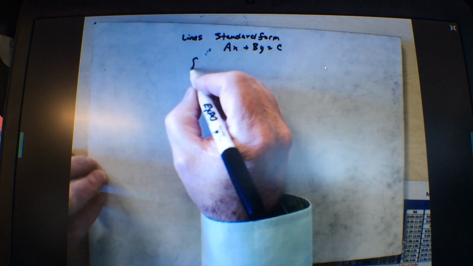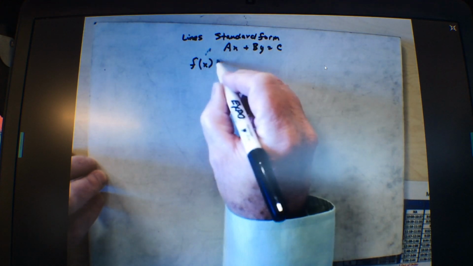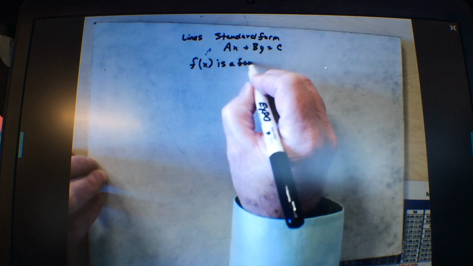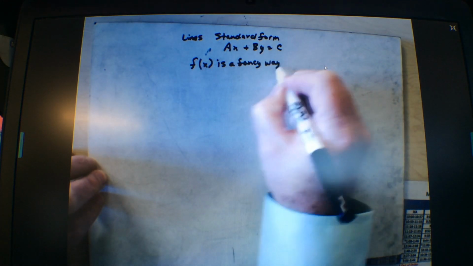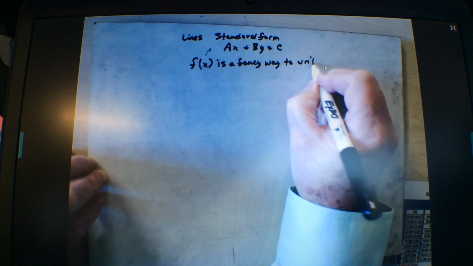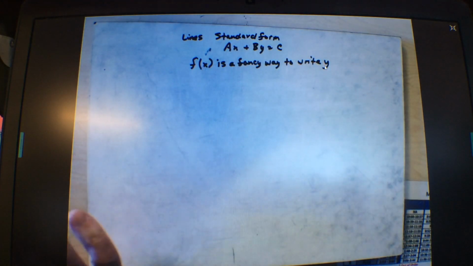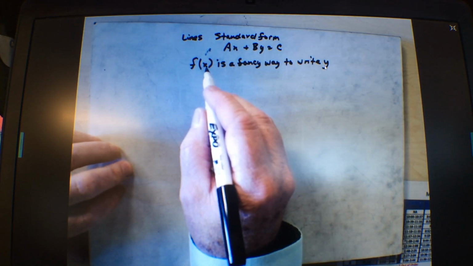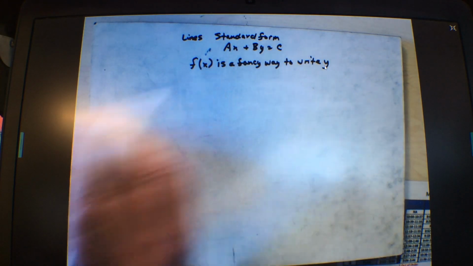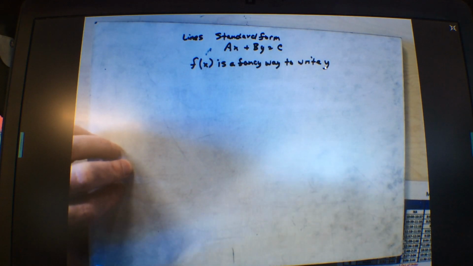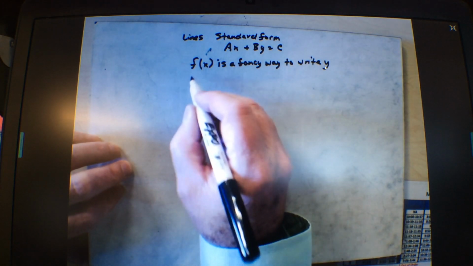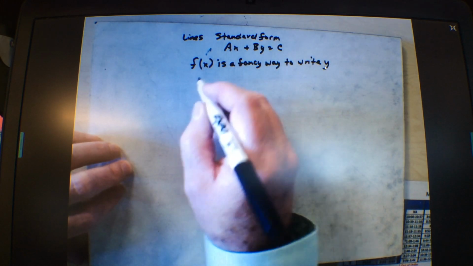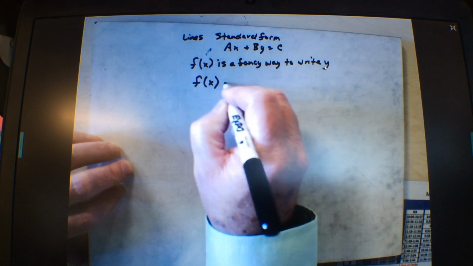So what I'm going to teach you today is we're going to write f of x as a fancy way to write y. We're going to replace y with f of x, and this is called a function. Now, a function is another way of naming equations, but functions are special. For every x value, there's exactly one y value. So we're going to have something that looks like this: f of x equals x.